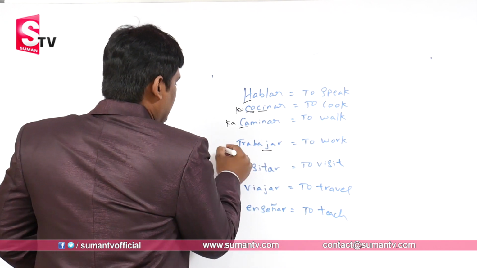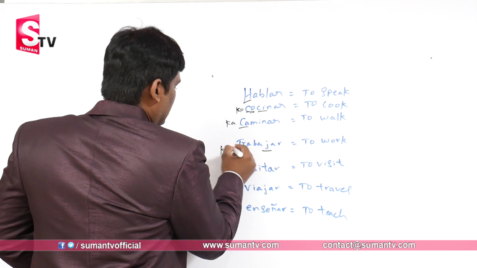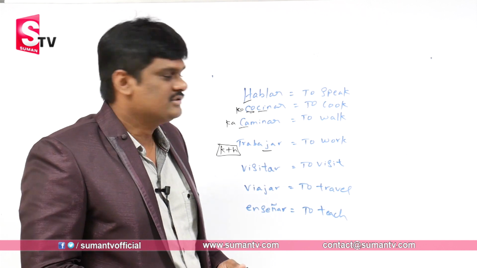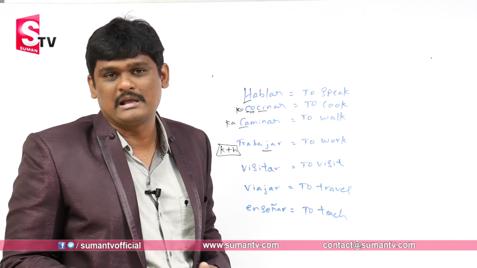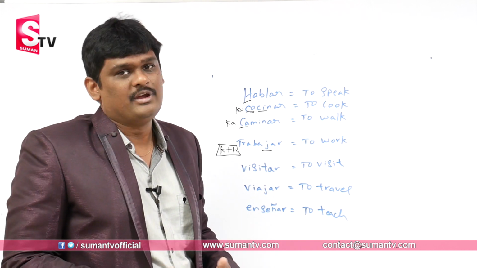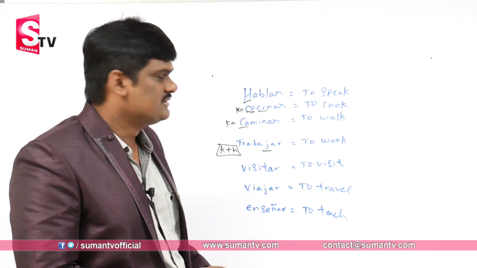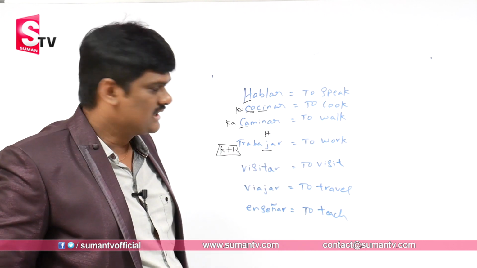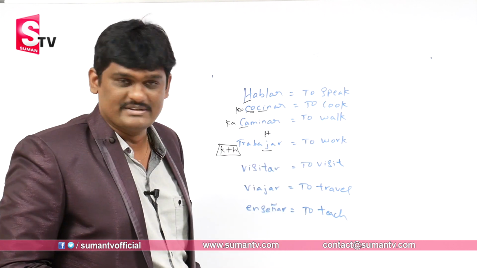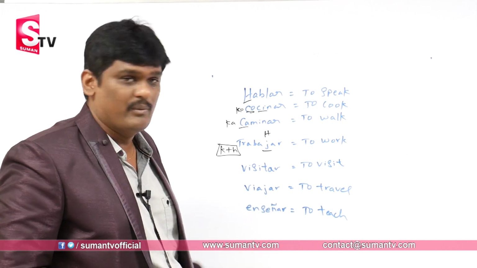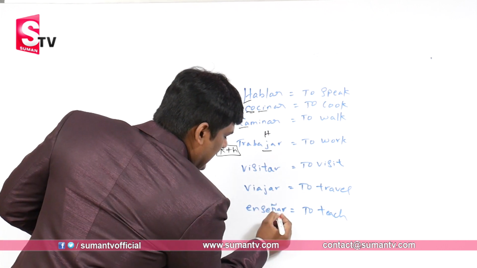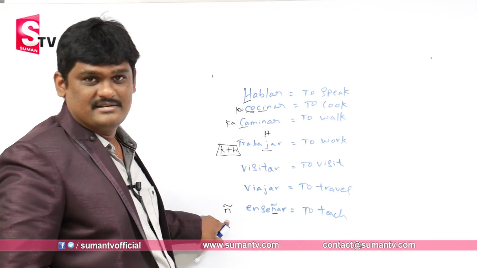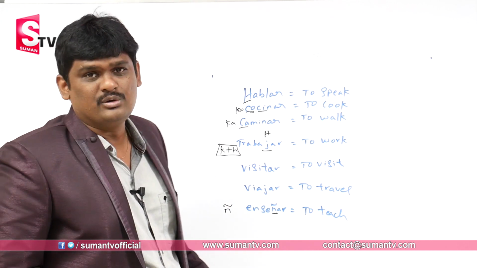This J is pronounced as a combination of K plus H. It's ka. Or you can just say ha. So the ka pronunciation will come by practice. As of now, you can just say trabajar. So J like H. Trabajar, to work. And visitar, to visit. Viajar, to travel. Enseñar. This is the special symbol of N. So there is a tilde symbol on N. Okay, enseñar means to teach.